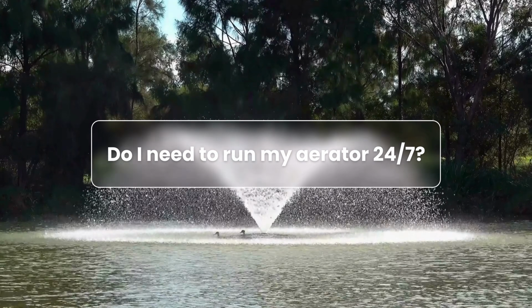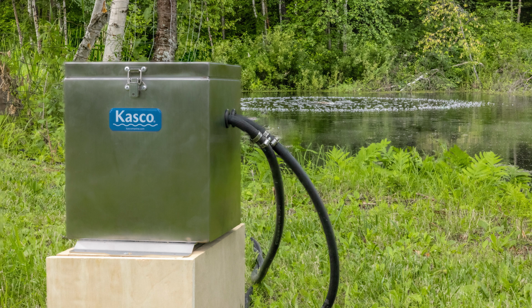Do I need to run my aerator 24/7? It's another good question. With a fountain or a surface aerator, it's not necessary to run the unit 24/7. Just keep in mind that if you're not running the unit, you're not getting the aesthetic benefit, obviously, but you're also not getting the aeration that you could get out of it as well. In order to get the aeration benefit, you need to be running the unit. So the more you run it, the better as far as aeration concerned.